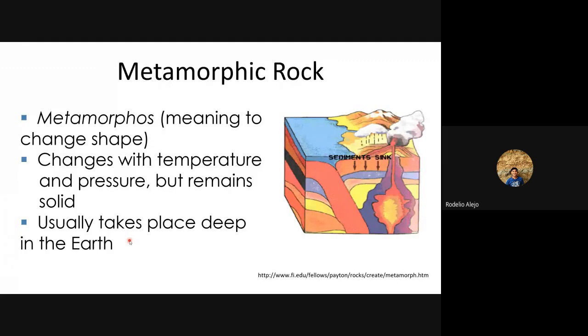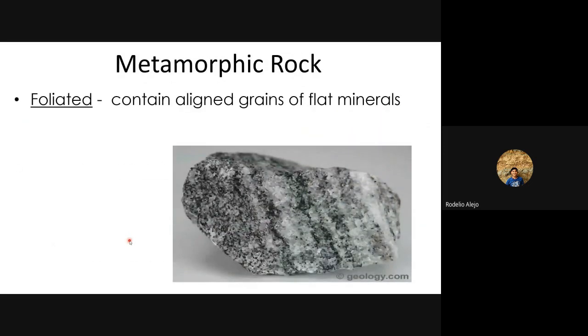So where in Earth does it actually occur? So it usually takes place deep in Earth. Kasi below the Earth's surface, there is a high temperature and pressure that favors metamorphism para mabuo yung ating mga metamorphic rocks. So there are two classifications of metamorphic rocks. We have the foliated and non-foliated. So first one is the foliated metamorphic rock.